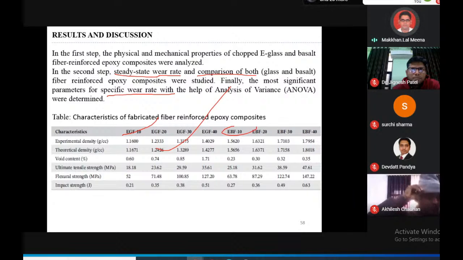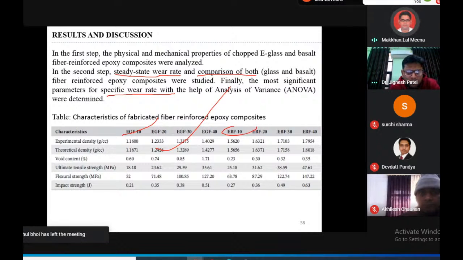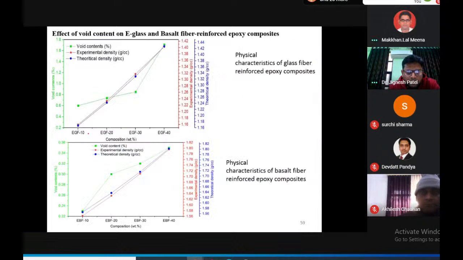These physical and mechanical properties and other properties we will discuss one by one with results. We can see these are the fabricated specimens. Now we can see in the chart, this is the graph.